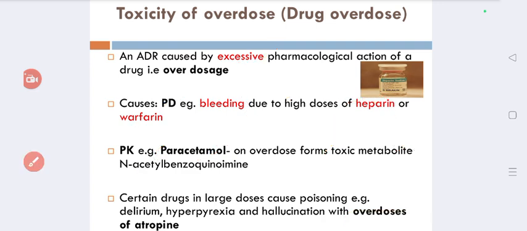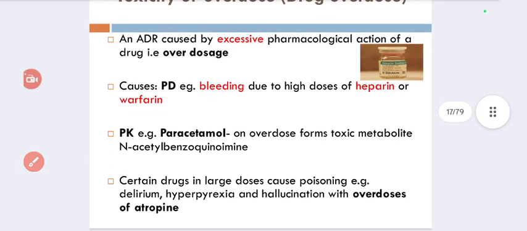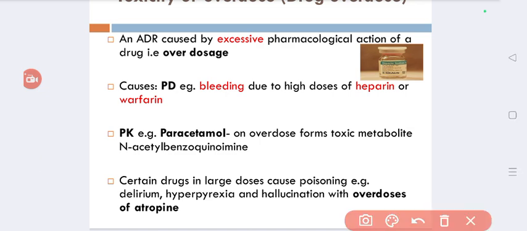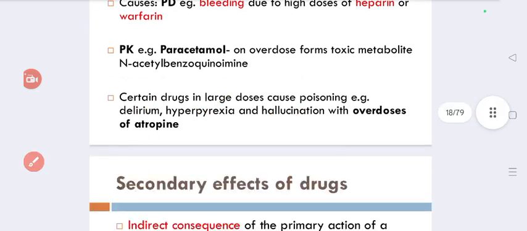Certain drugs cause drug poisoning if taken at a higher dose, for example atropine poisoning, in the form of delirium, hyperpyrexia, hallucination with overdose of atropine. And what is the antidote for atropine poisoning? Physostigmine is an antidote for atropine poisoning. All of this is because of the excessive dose or higher dose, or we can say toxicity of overdosing.